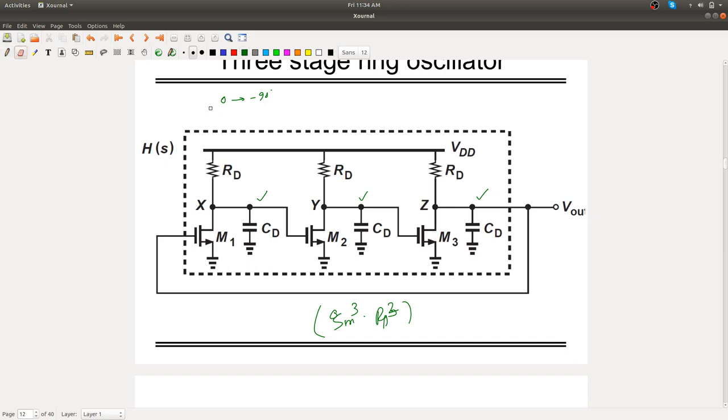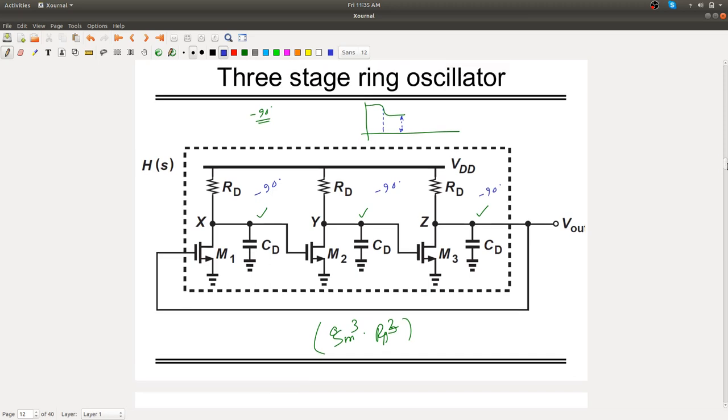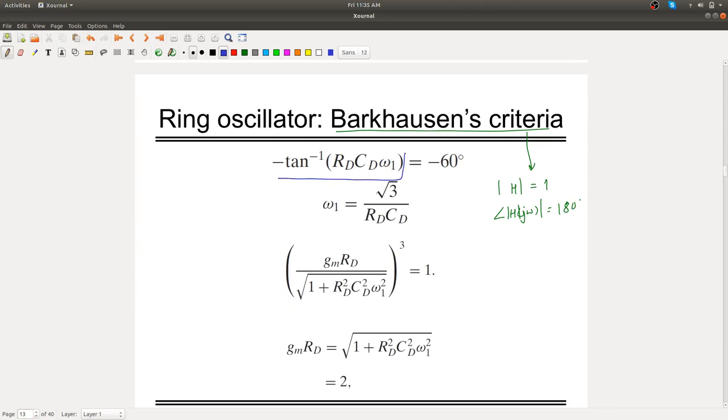3 poles means each may contribute from 0 to minus 90, 0 to minus 90 and so on, right? Or you can say that I am only interested when it reaches 90 degrees, right? If it is like this, I don't want to be in this region, I want to be here directly. So each pole will give you minus 90, minus 90, minus 90, and that equation will follow minus tan inverse RD CD omega 1, which is Q. So it's 3 times. For the Barkhausen criteria, equating with 180, it becomes minus 60 degrees.